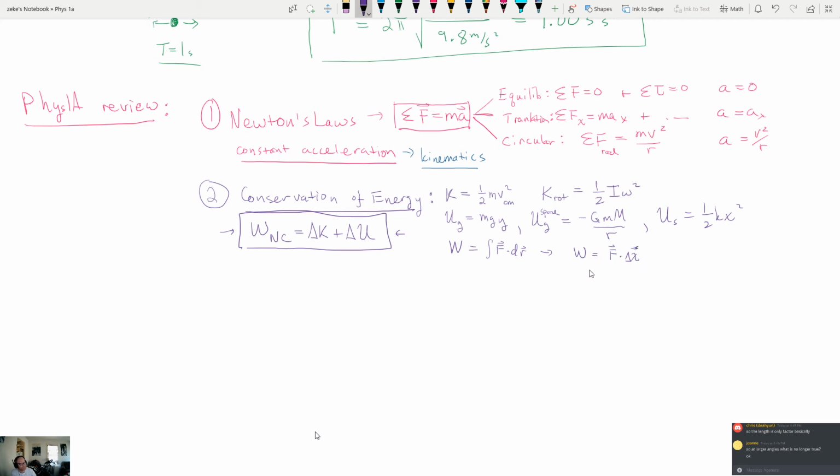This is usually what you do in this class. Keeping in mind that work can be negative, like with friction, it can be positive, and it can be zero. If you have only conservative forces acting, which is like gravity and springs, then the work done by non-conservative forces can be zero, okay? Conservation of energy, fundamental idea in physics. And there we go. So that's the second big idea. All right. You want to guess what the next one I'm going to write down is?